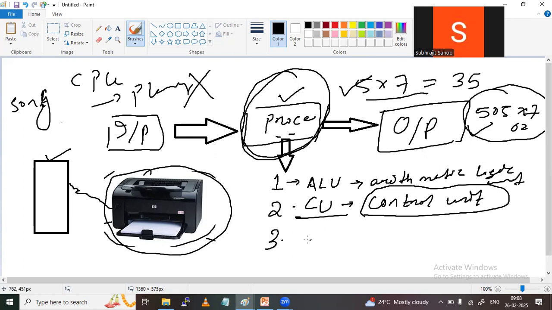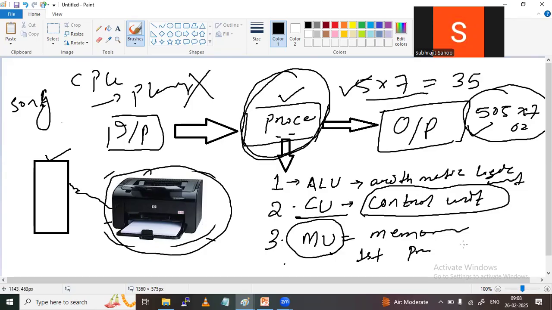The third one is the memory unit. Human beings also have a memory unit, but it is less powerful compared to the computer. Suppose I ask who is the first prime minister of India, or the first president of India. Immediately people who have some knowledge can tell who the first prime minister and first president of India are.